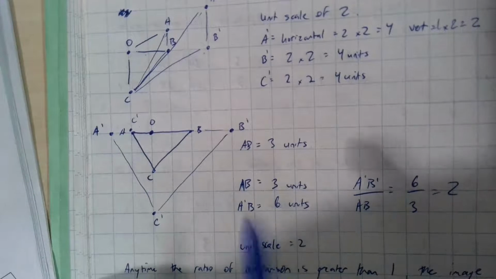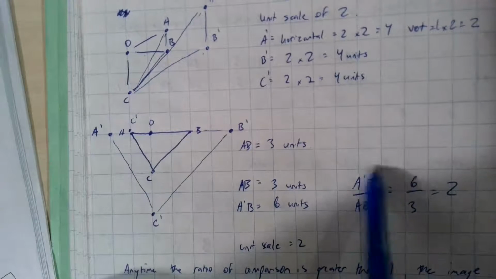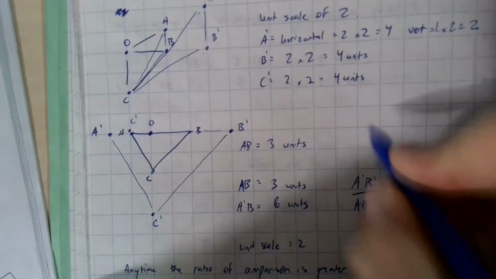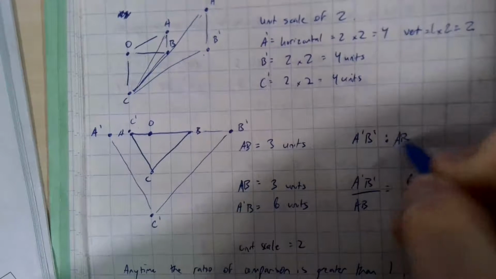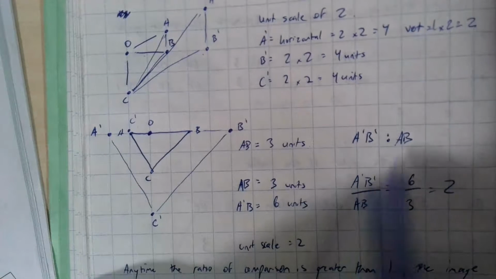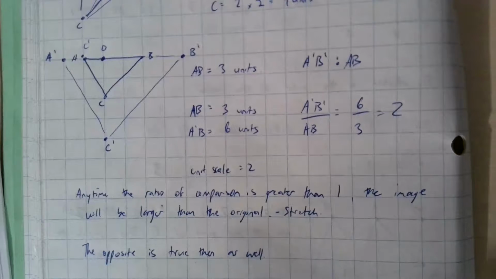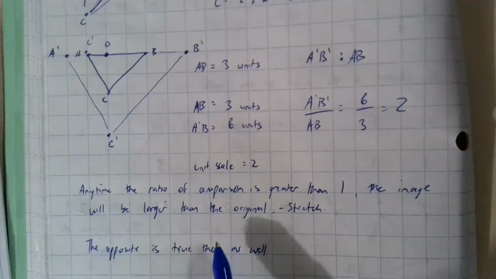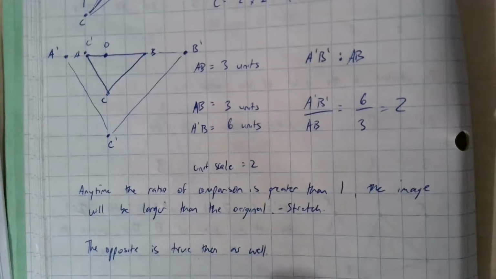Whenever you're doing these types of questions, remember the image always needs to go first. The image is always the top. Another way of writing this exact same thing would be A prime B prime in comparison to AB. But the image always has to go first, always is at the top, and it's in reference to the original. Whenever we're dealing with ratios of comparison, if it's greater than 1, that means the image is going to become larger than the original, and that means it's getting stretched out. The opposite is also true. Anytime the ratio of comparison is less than 1, the image is becoming smaller.